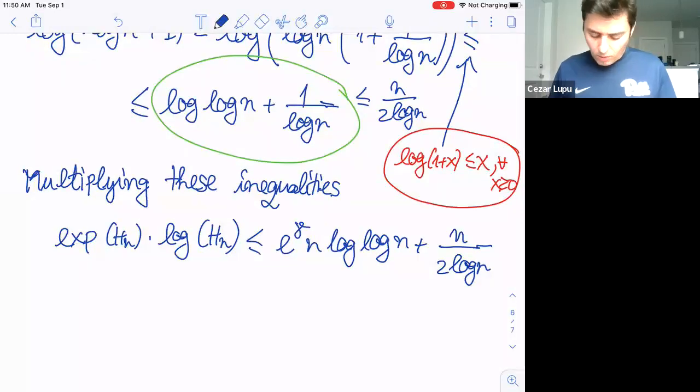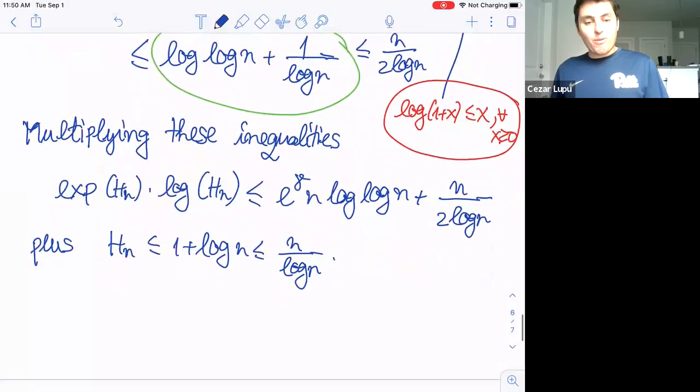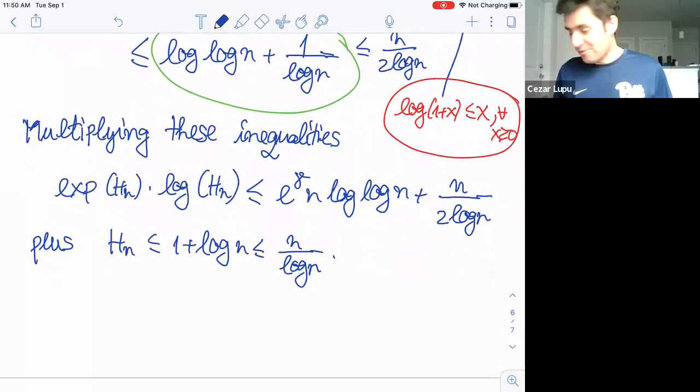And then I'll also use the fact that hn, which is less or equal than 1 plus log n, will be less or equal than something like n over log n. Adding everything together, it will give me the proof of the lemma. Anyway, it's not hard. But now, in the last couple of minutes, well, I went a bit over time, the proof of Lagrange's theorem is just instant right now.